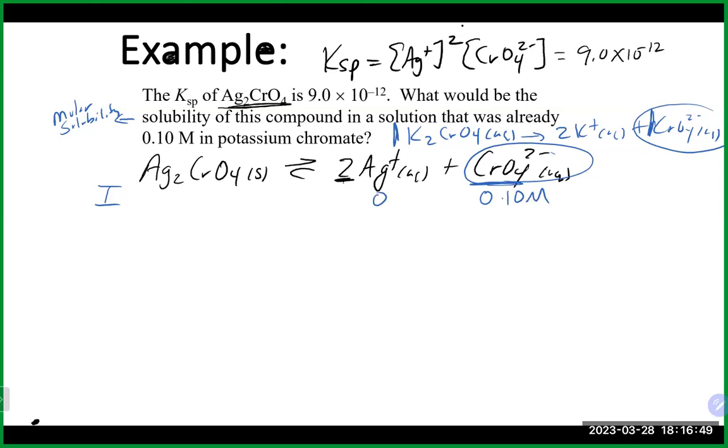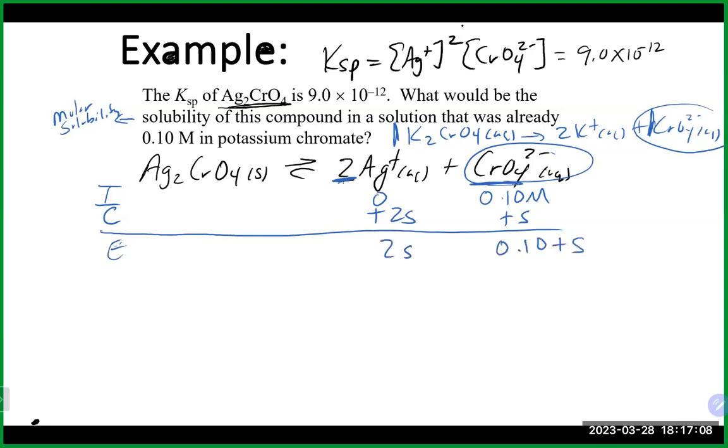Any questions on that there? Change part going to be plus, again, 2s because of the coefficient, and plus s in this case, going to give us an equilibrium here of 2s and 0.10 plus s. Any questions on the ice table, where any of the numbers came from, right?